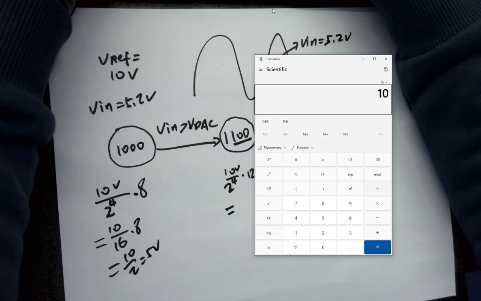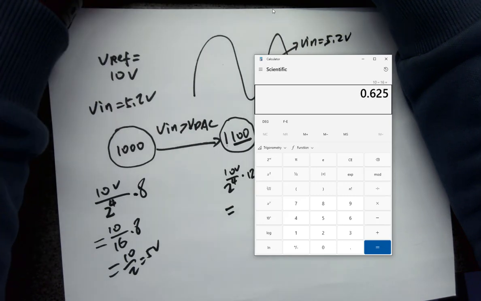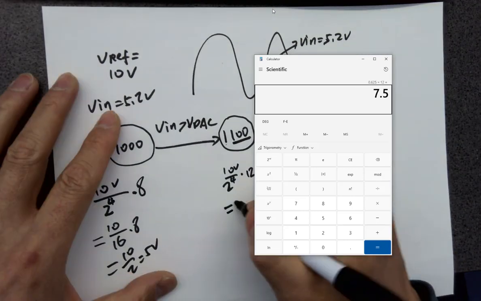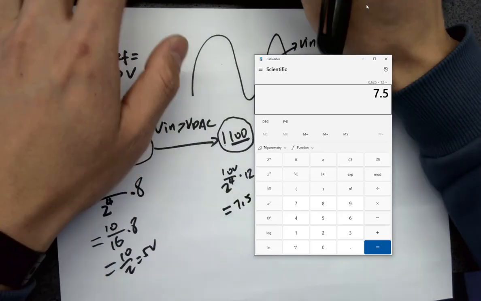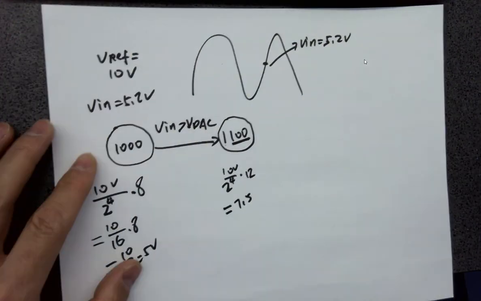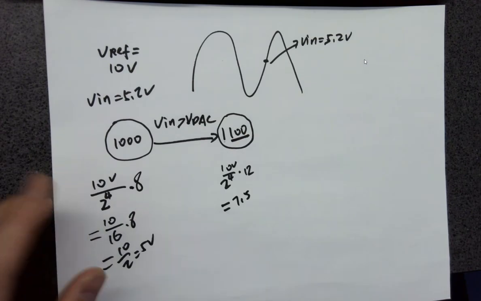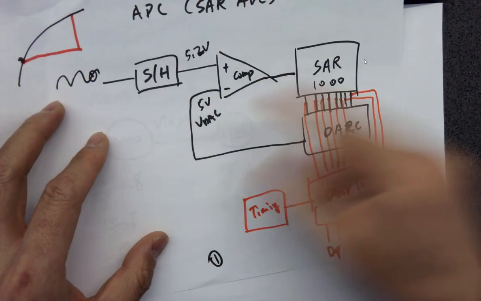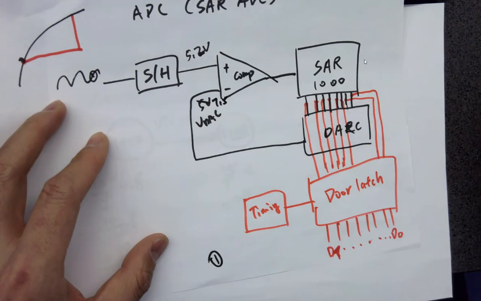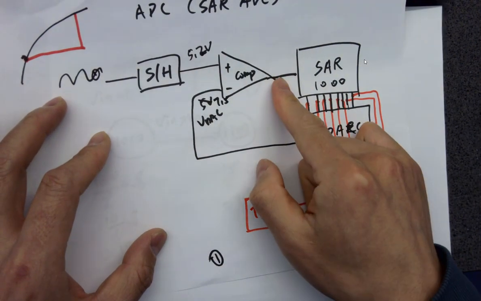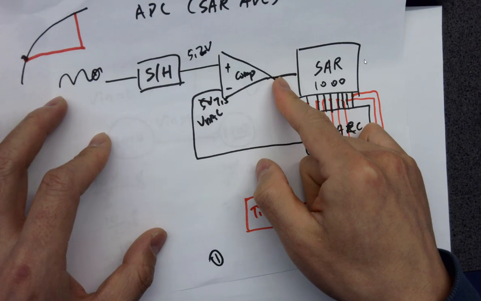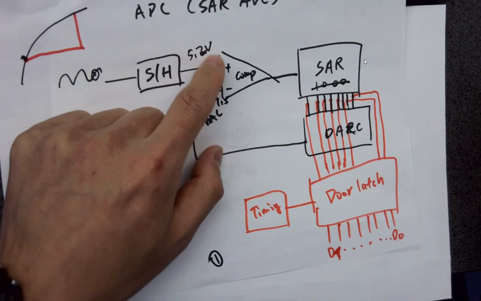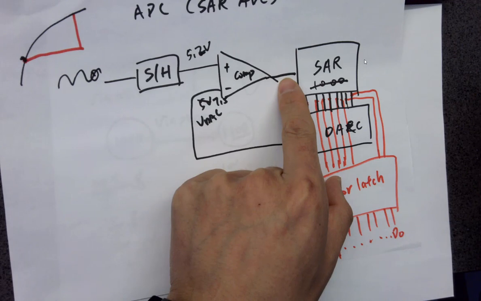It's 10 divided by 16 times 12. 7.5. Right, 7.5. So where is 7.5 over here? Where is 7.5? Here, right? If I compare, what's the output over here? What is the output? VP, VM. What is the output of the comparator?